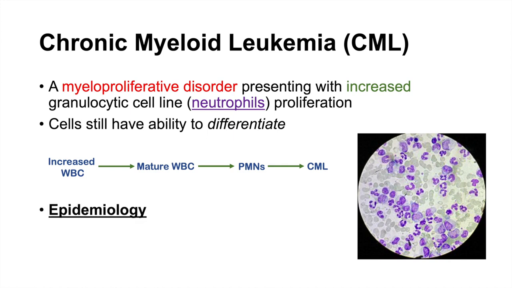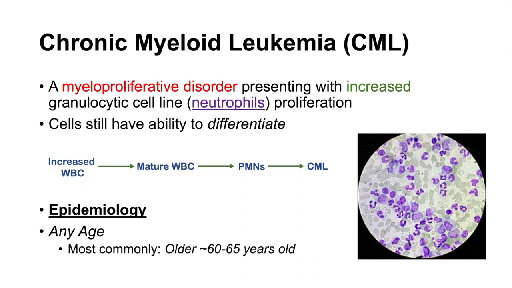So the epidemiology of CML: it can generally occur at any age, but most commonly occurs in middle-aged to older adults, generally ages between 60 and 65 years.